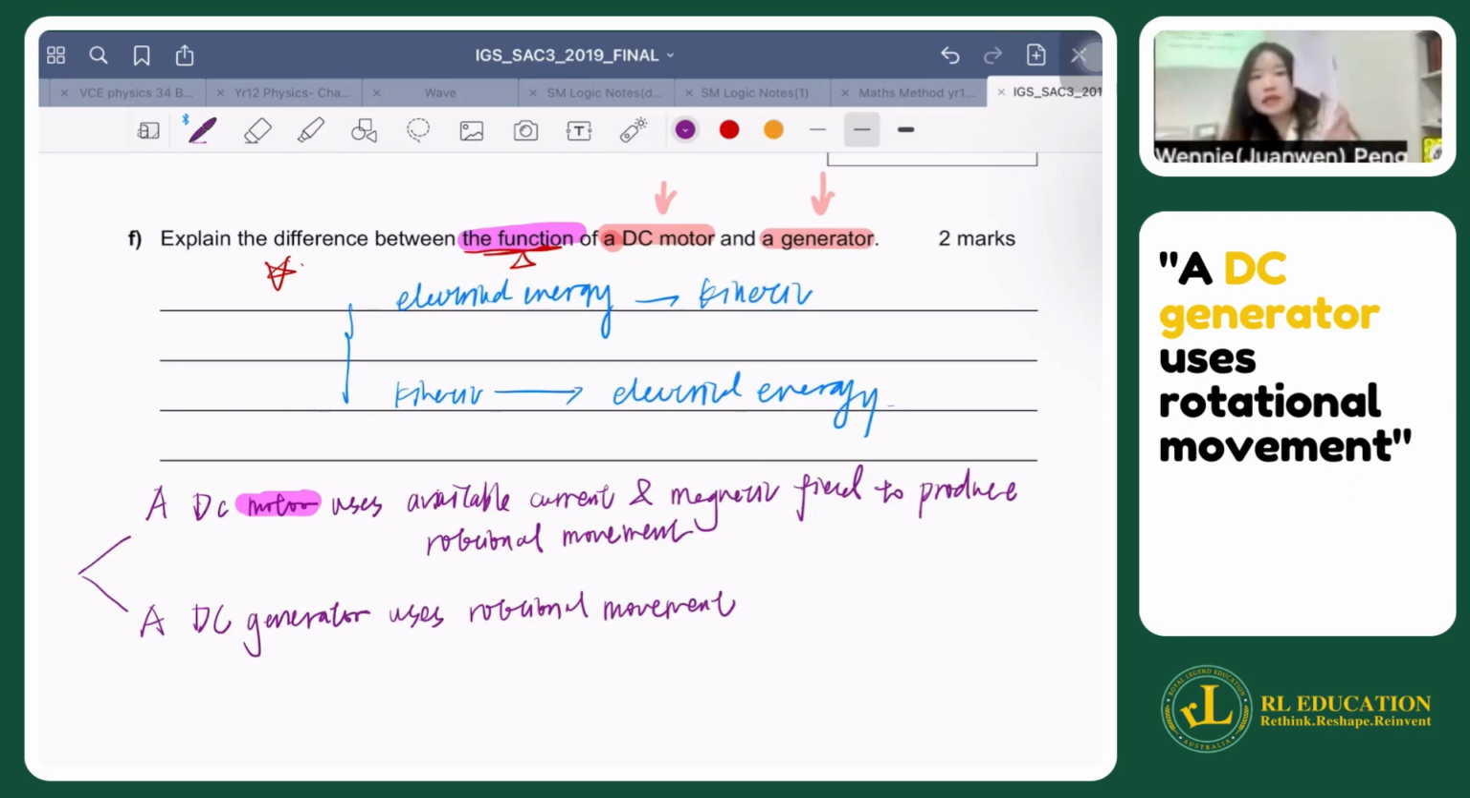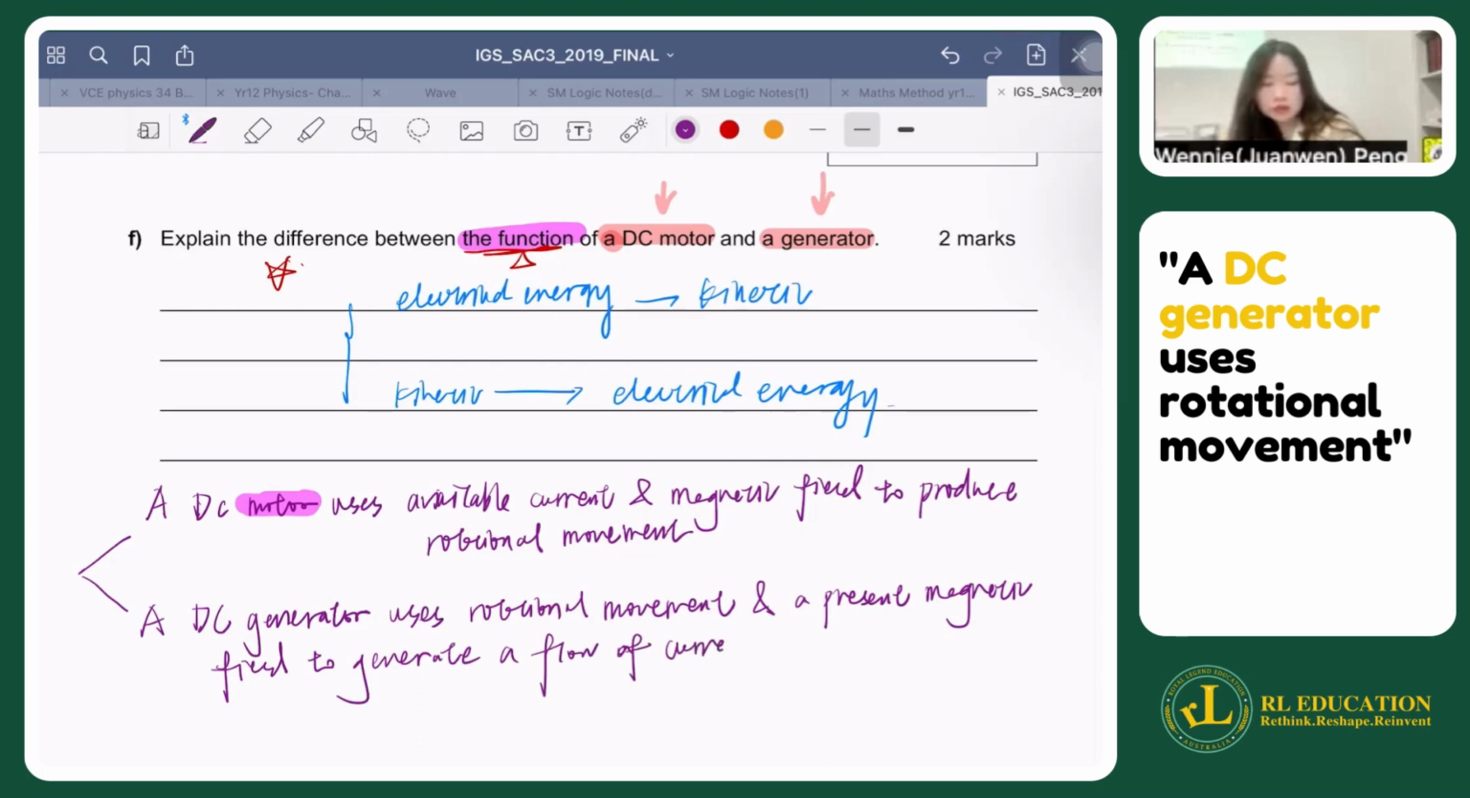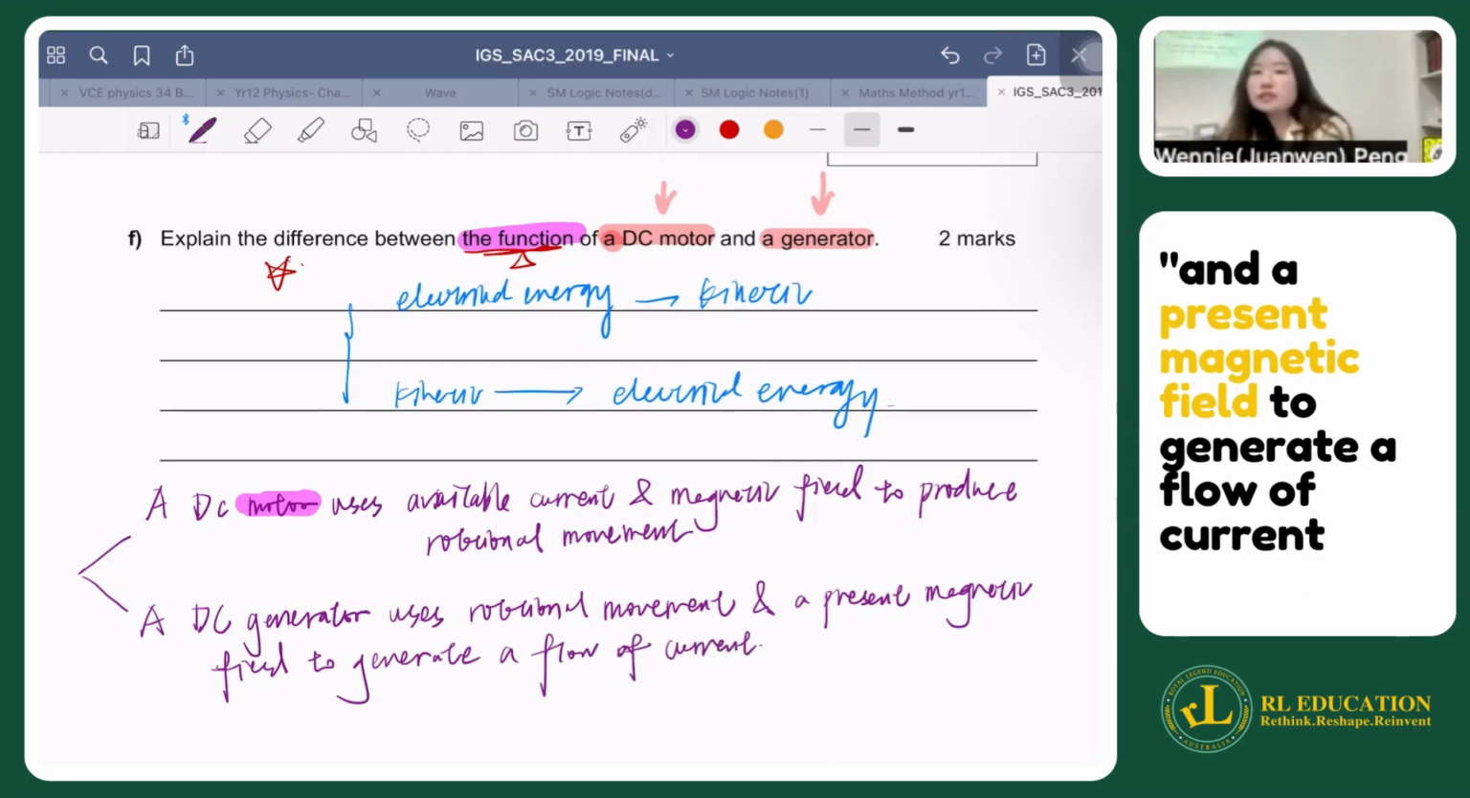I try to rotate it in order to get a change of flux first, and then due to Faraday's law, an EMF or current is induced. So that's why they use rotational movement and a present magnetic field. They still have a magnetic field presented to generate a flow of current in the loop. So if the question says to describe something in function, we will say it in more detail.